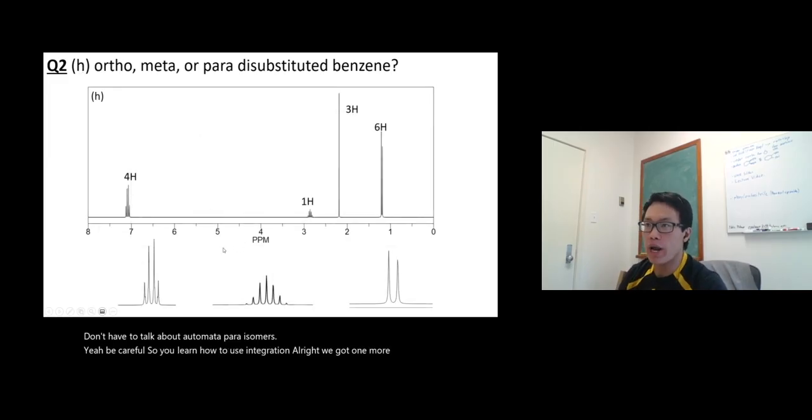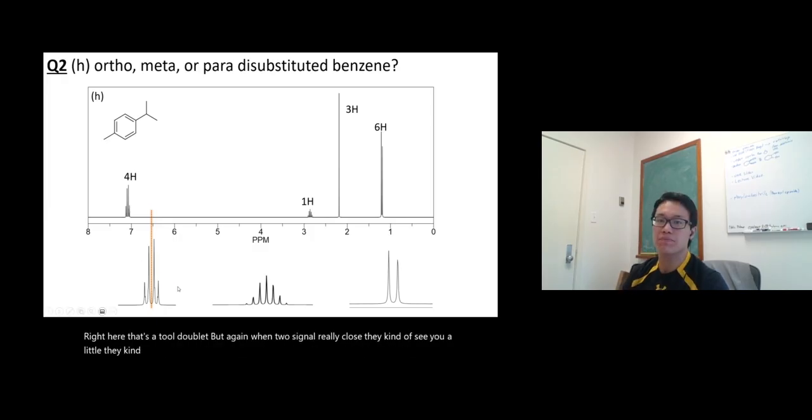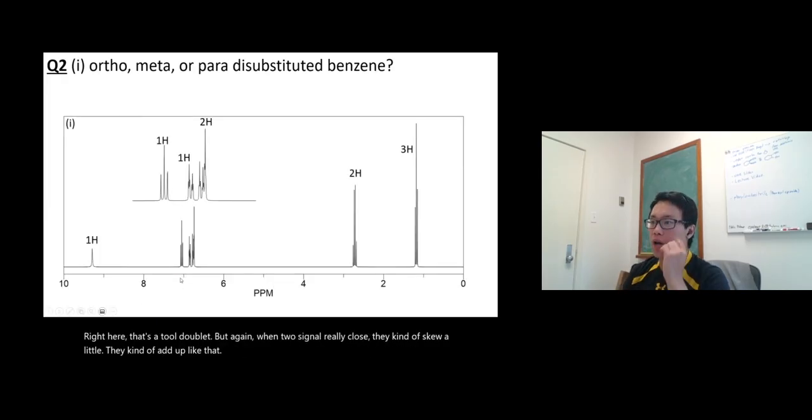This one I'll tell you right away. This one is para. You'll be like, hey, I don't see 2 doublets. Right here, that's 2 doublets. But again, when 2 signals are really close, they kind of skew a little. They kind of add up like that. All right. We've got one more.